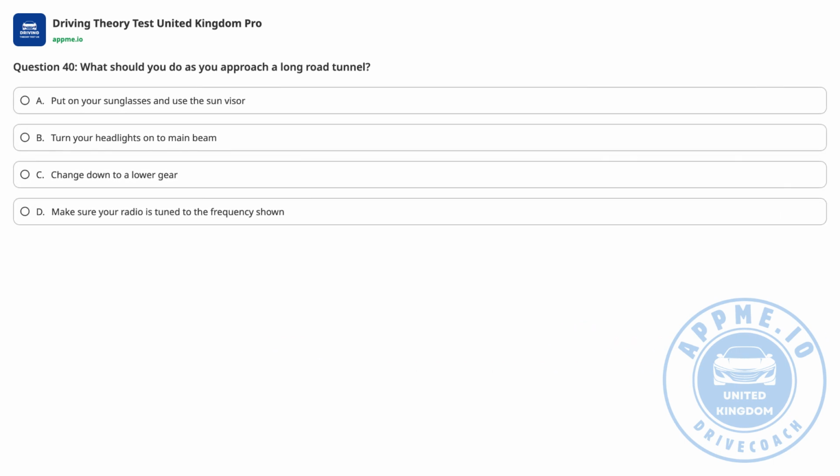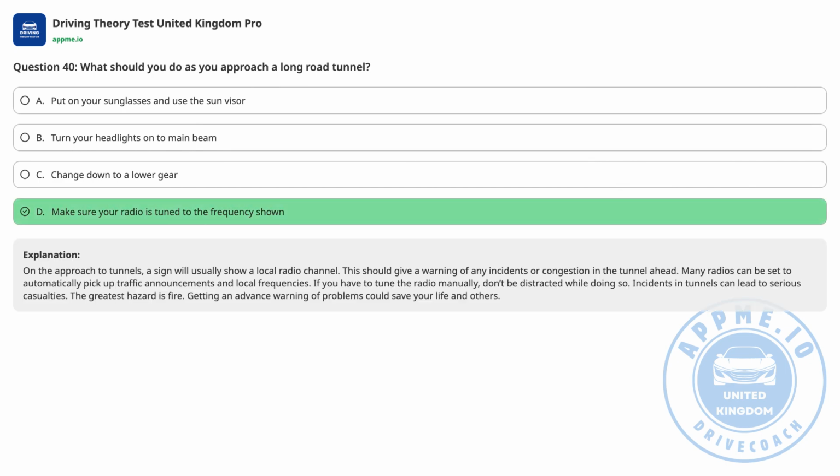Question 40. What should you do as you approach a long road tunnel? A. Put on your sunglasses and use the sun visor. B. Turn your headlights onto main beam. C. Change down to a lower gear. D. Make sure your radio is tuned to the frequency shown. The correct answer is D.